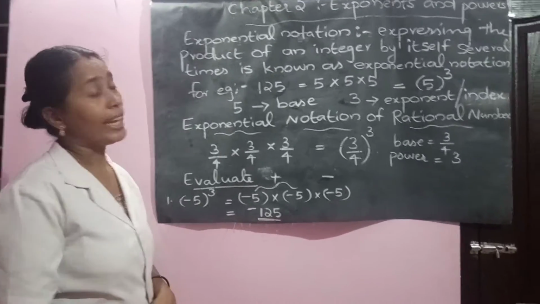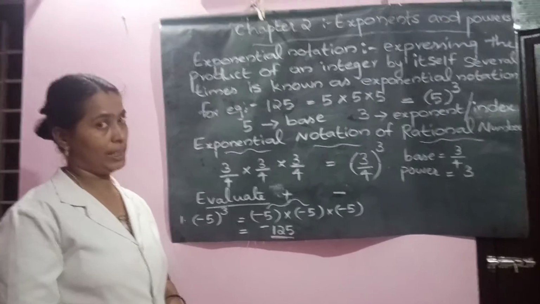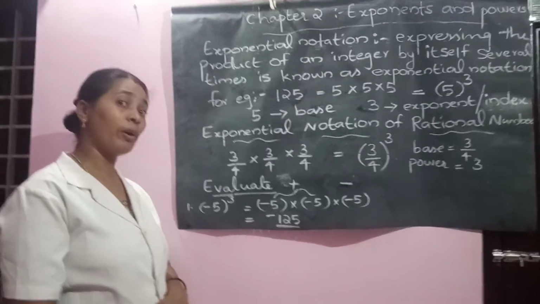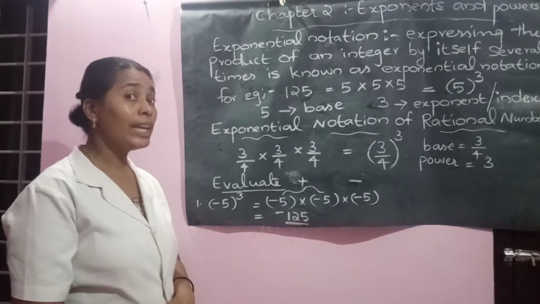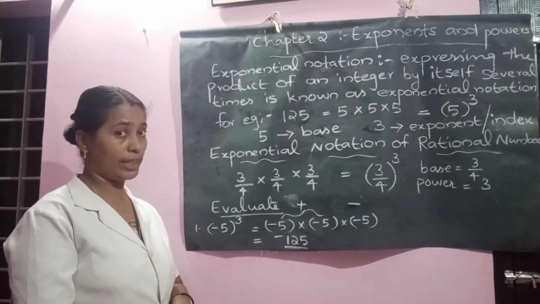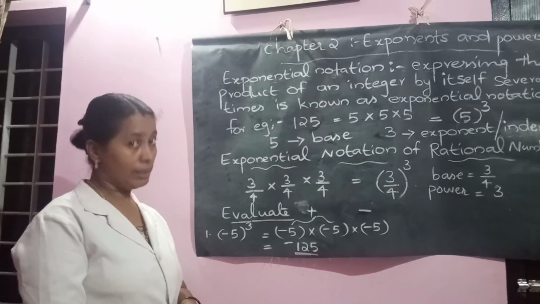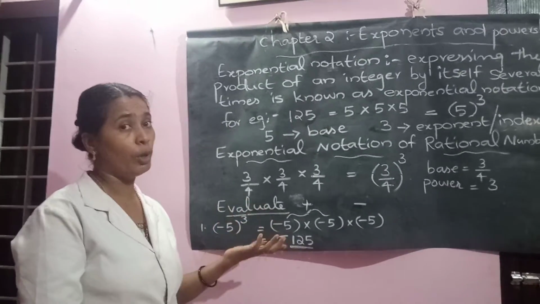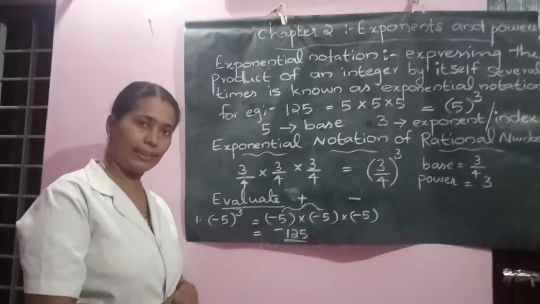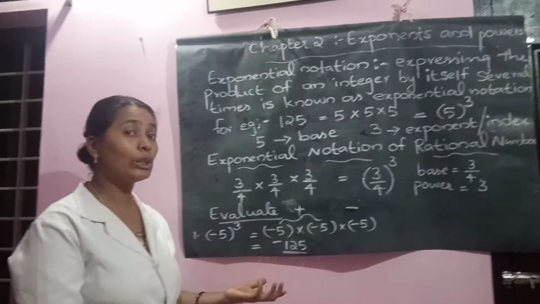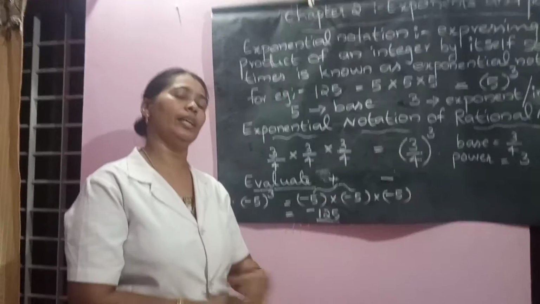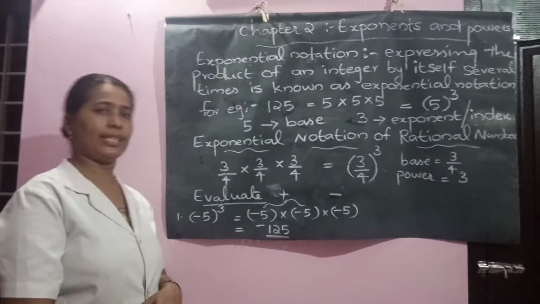What is it? Exponents and powers. Last year also we have studied, but we have studied about exponential form of integers. But this year we are going to study about exponential form of rational numbers, their values, etc. Okay, and laws of exponents for rational numbers. Okay, so let us continue.